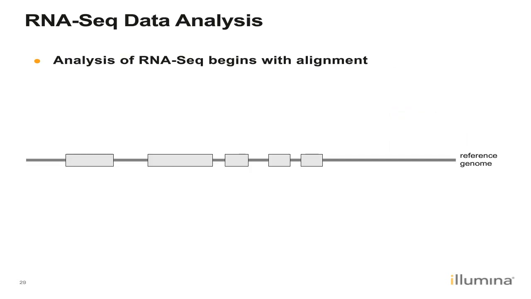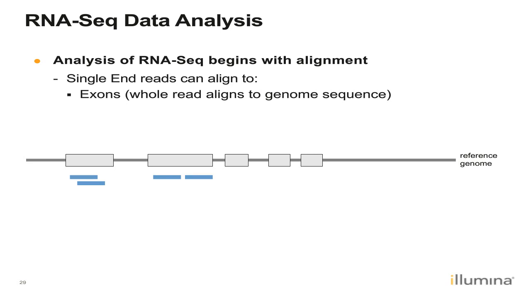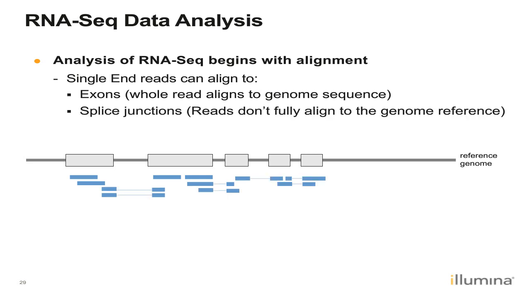So RNA-Seq analysis begins with alignment, except here alignment is different than what we would use for our resequencing applications. If you have single-end reads, they can align to specific exons. So in this example here with these single reads, we see that 2 reads are aligning to that first exon, 2 other reads are aligning to the second. We don't get any other exon alignment. Now with single reads, you can have 1 read aligning to 2 exons. Here they're denoted by the dotted line, and that indicates that this is a splice junction. So they don't fully align correctly to their reference, but they span 2 exons.